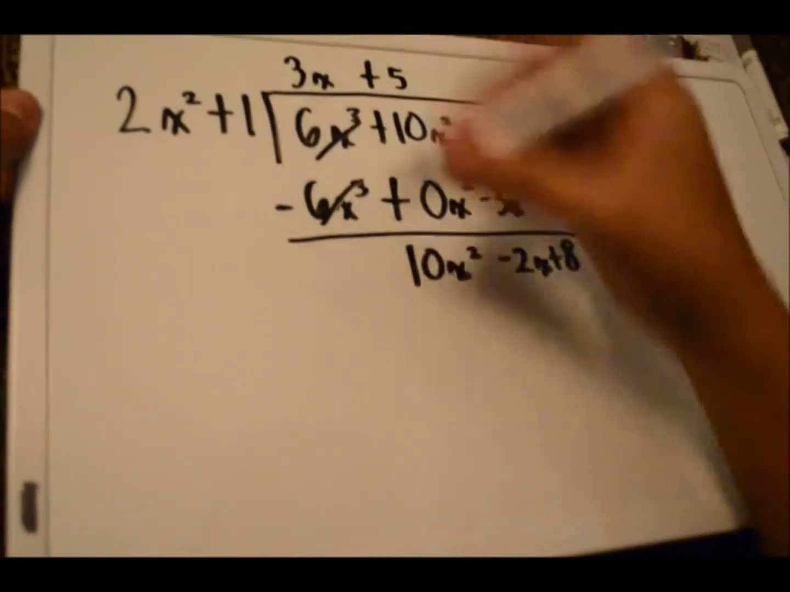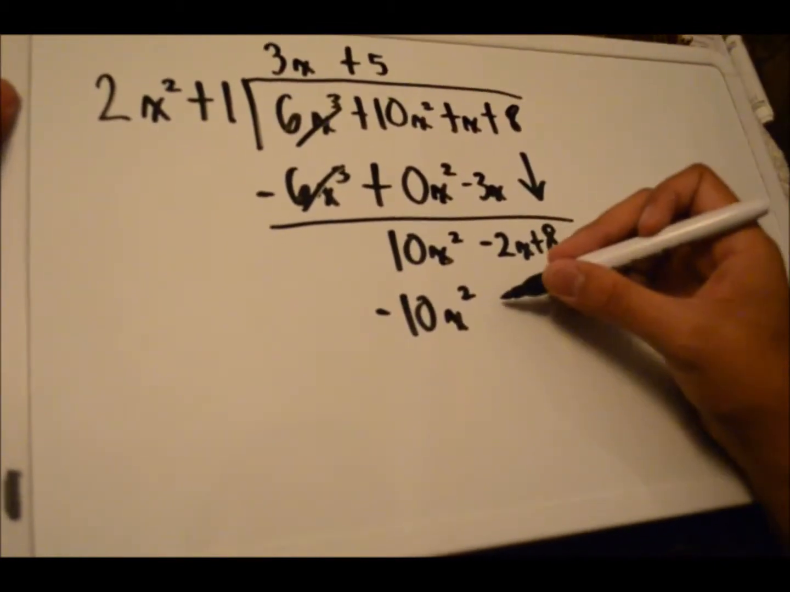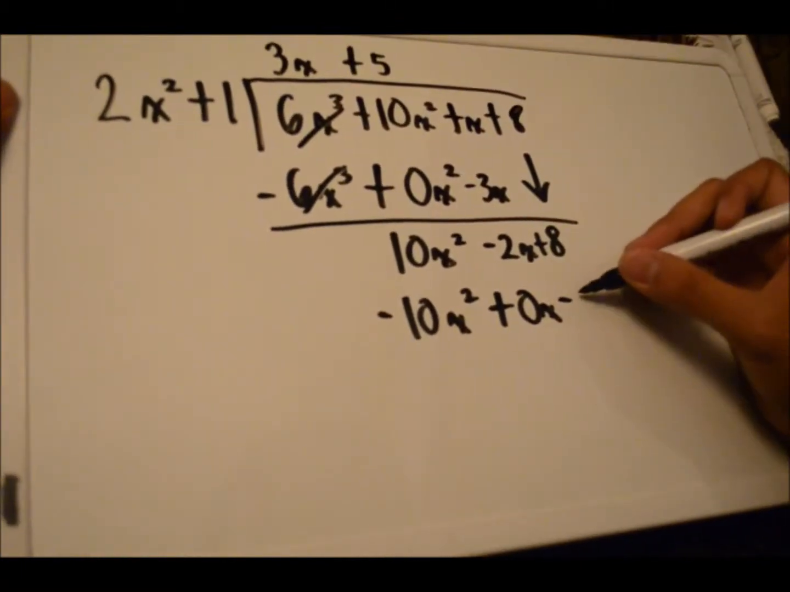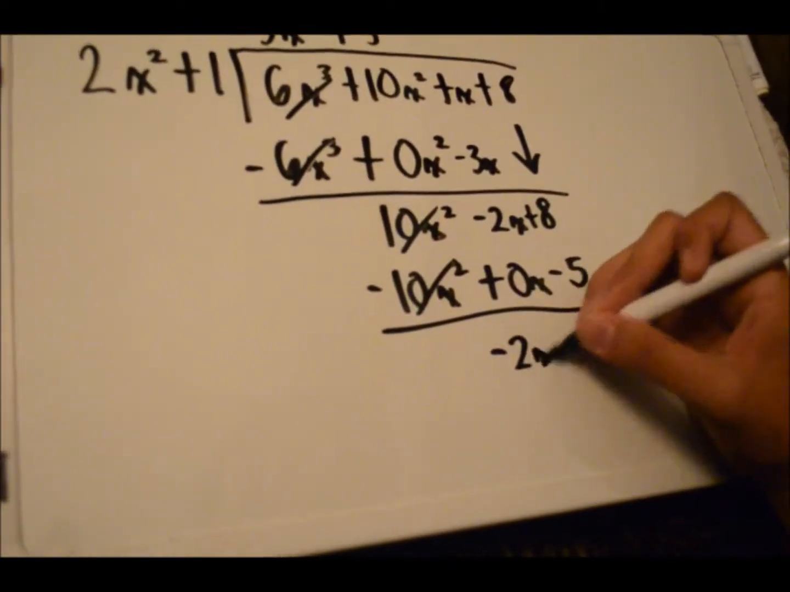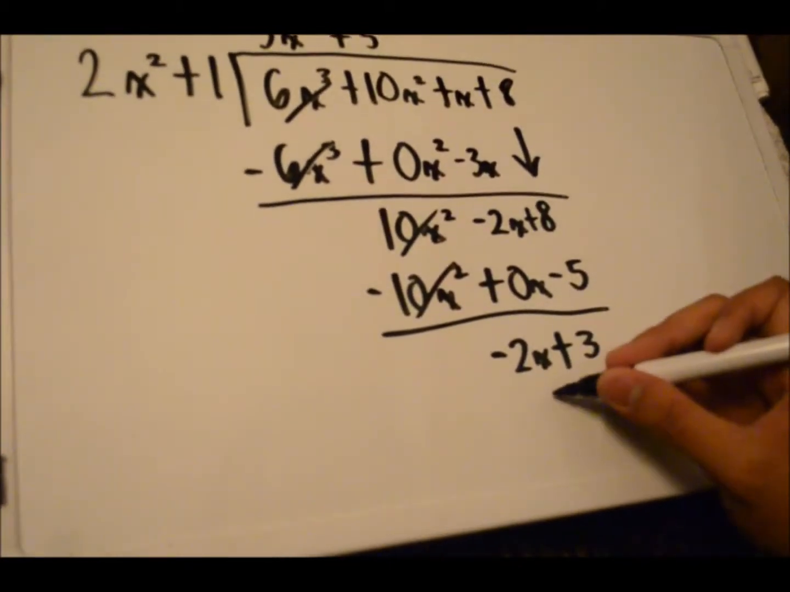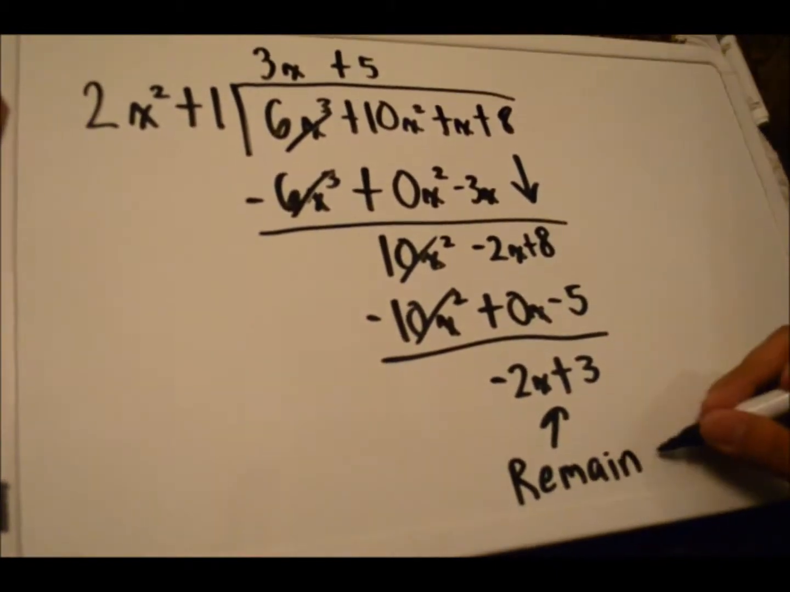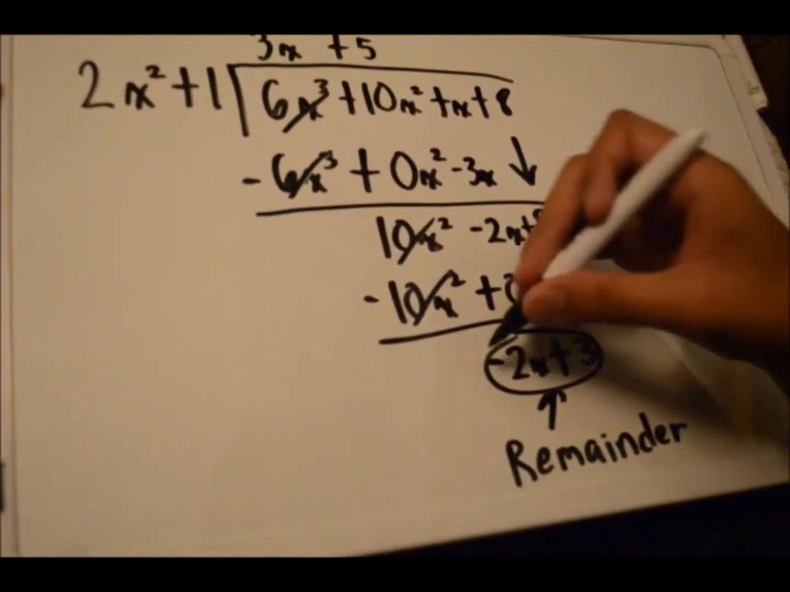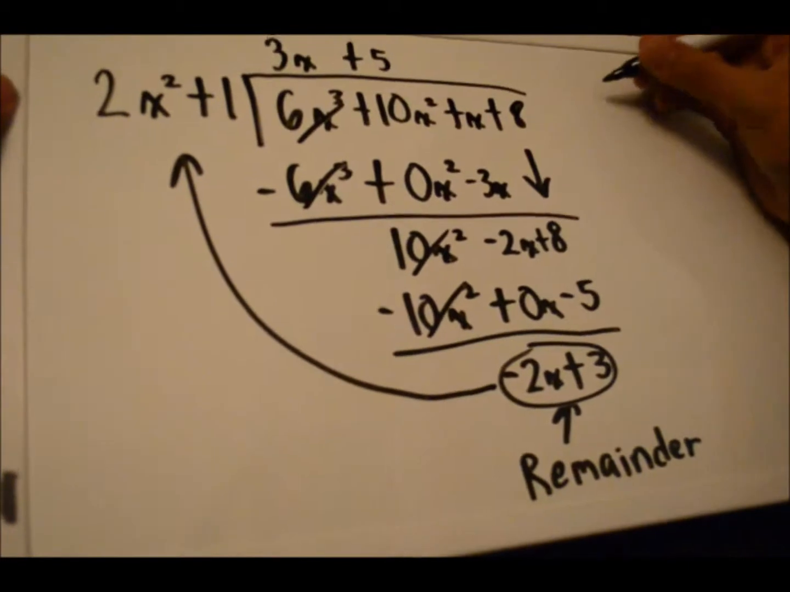Now onto our second term, which is plus 5, because 5 times 2x squared plus 1 equals 10x squared plus 0x, because that's our placeholder, minus 5. Once again, we are subtracting and we get negative 2x plus 3. Now negative 2x plus 3 is our remainder, and for our remainder we have to set it over your divisor, which in this case would be 2x squared plus 1.